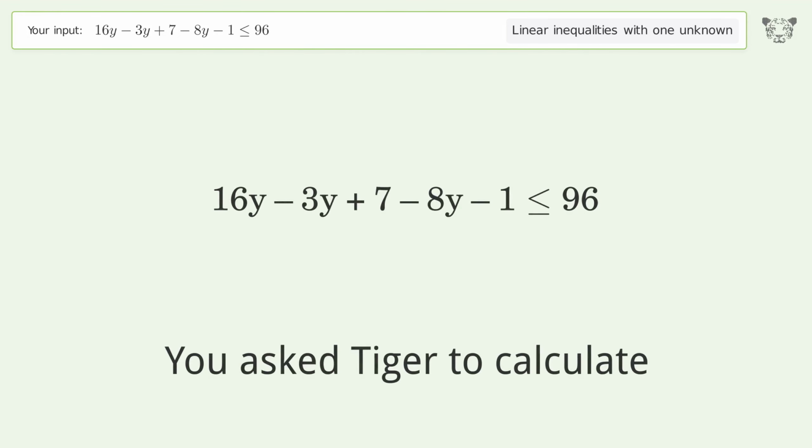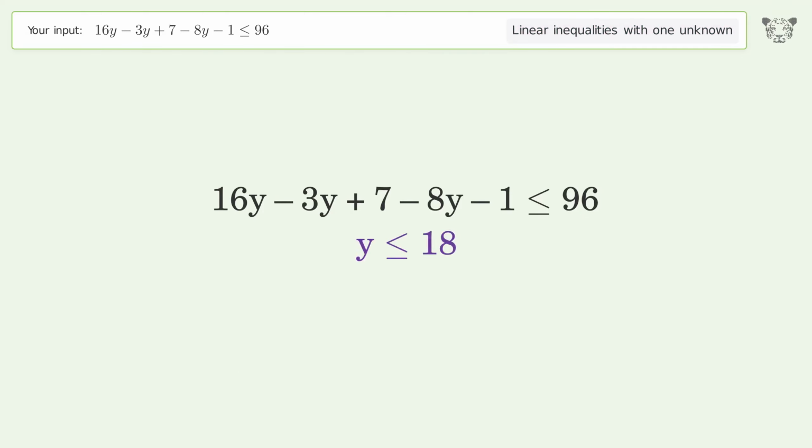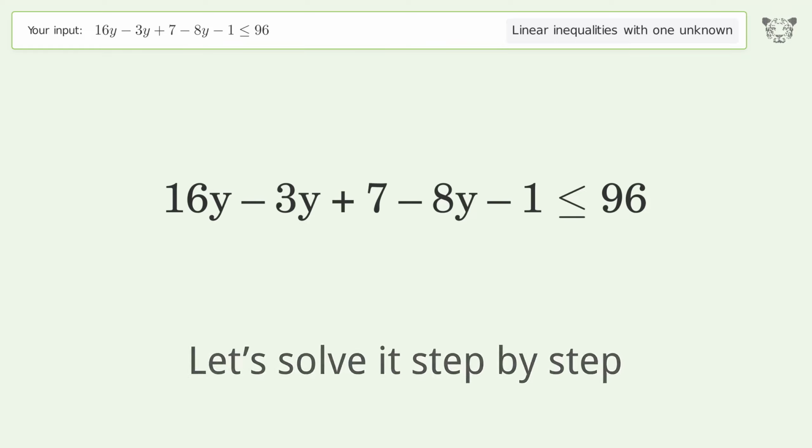You ask Tiger to calculate. This deals with linear inequalities with one unknown. The final result is y equal or smaller than 18. Let's solve it step by step.